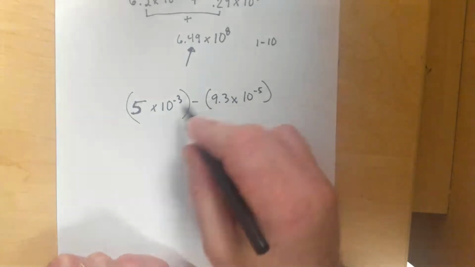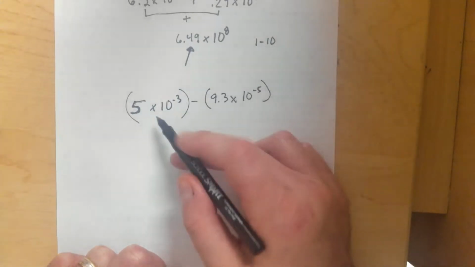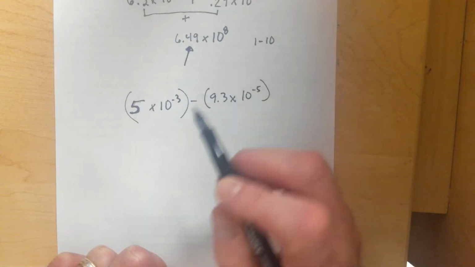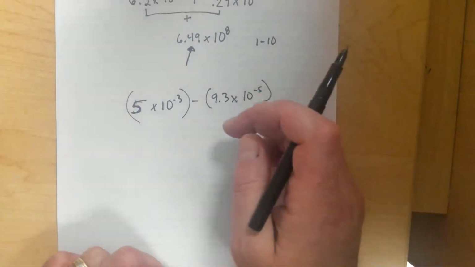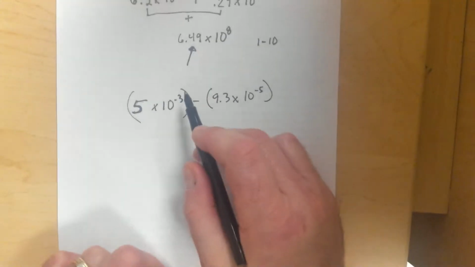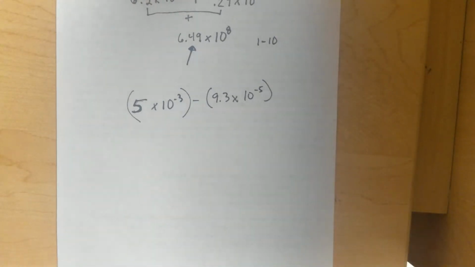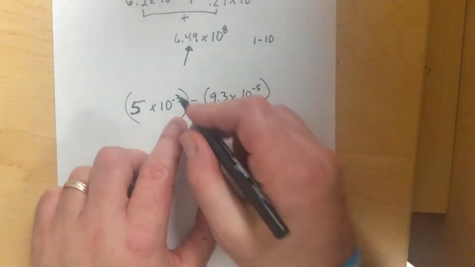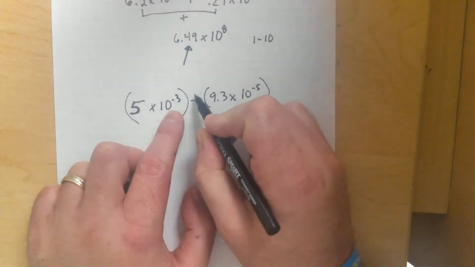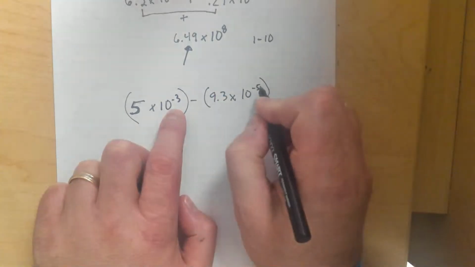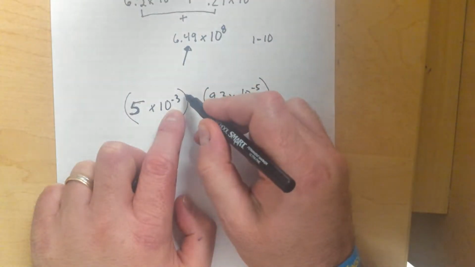Okay, so definitely a subtraction problem. We need to look at our exponents. We cannot just do 5 minus 9.3. That doesn't follow the rules. So we pick a number that we like. Doesn't matter which one you want to do. Be careful. We have two negative numbers here, -3 and -5. I want to make this -3 into a -5. You don't have to pick 3. You could have picked 5. It doesn't matter. I'm going to make -3 into -5.